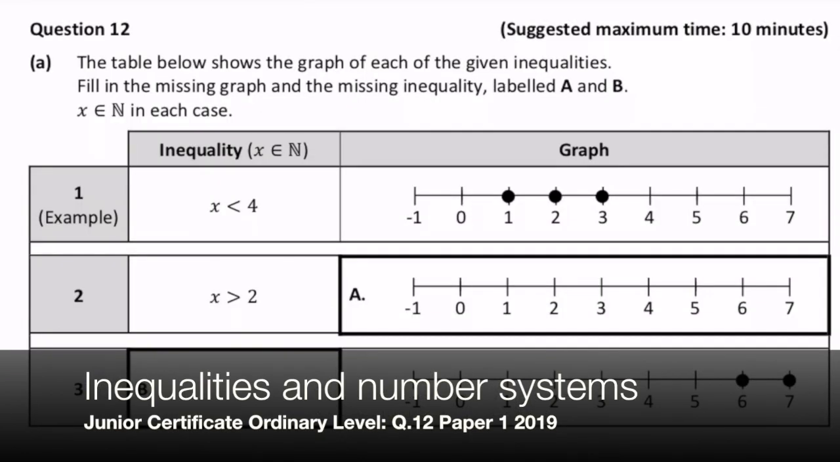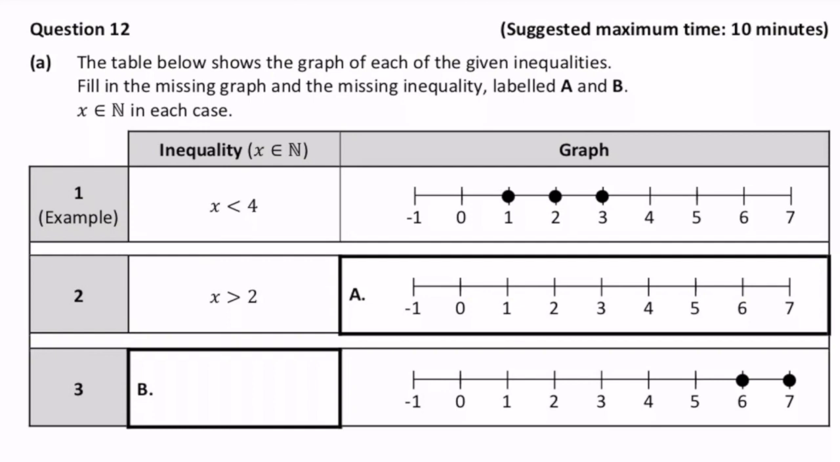The table below shows the graph of each of the given inequalities. Fill in the missing graph and the missing inequality labelled A and B. X is an element of N in each case. This means that x is a natural number. Natural numbers are counting numbers like 1, 2, 3, 4. They're whole numbers and they're positive.